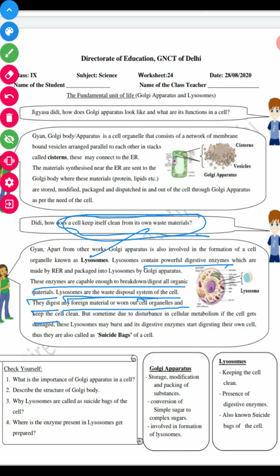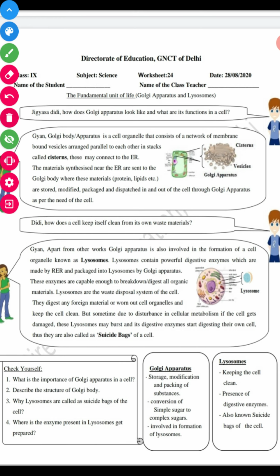But sometimes, due to disturbance in the cellular metabolism, the cell gets damaged, lysosomes may burst, and the digestive enzymes start digesting their own cell, and that is why it is known as the suicidal bag of the cell. So an important question arises from here: why is lysosome called the suicidal bag of the cell? This is the reason why they are called suicidal bags.